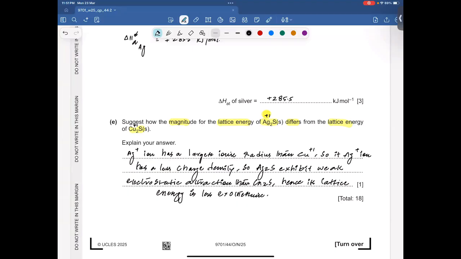This means copper 1 sulfide has higher value of lattice energy. Okay, that's the end of this question. Oh my goodness, that's 18 marks per question.